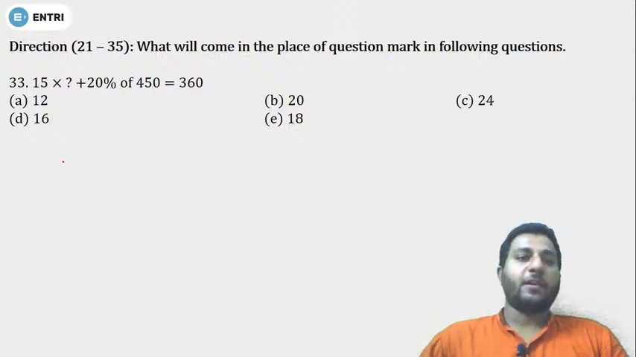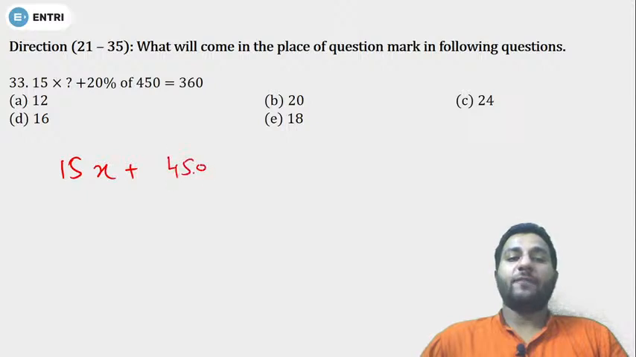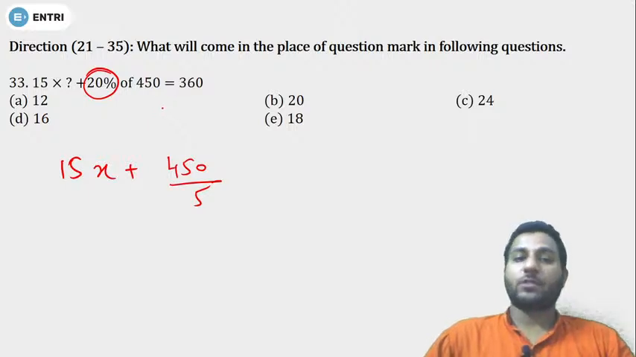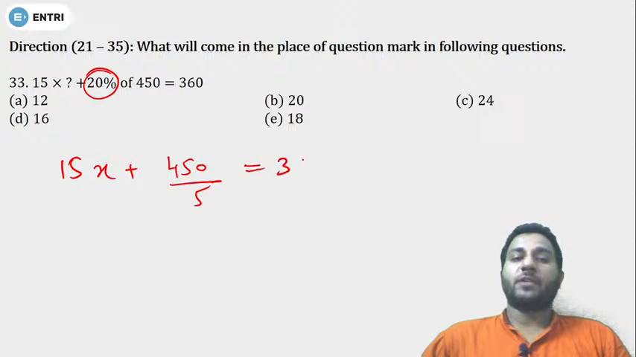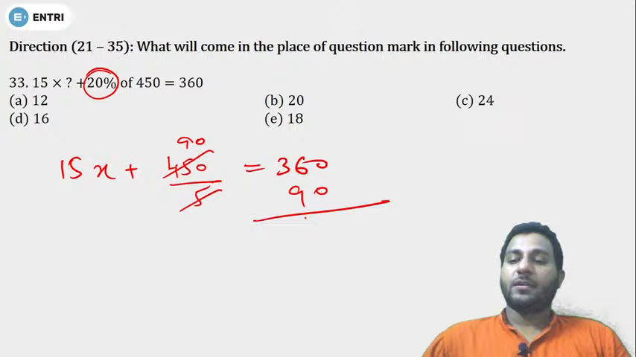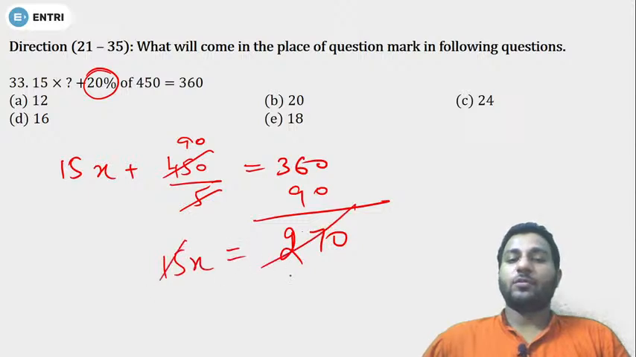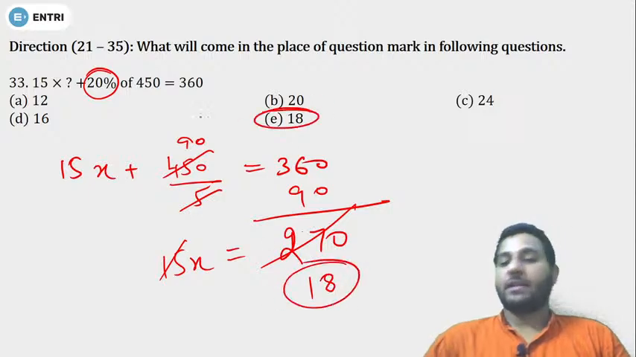Okay, fine. 15 into x plus 20% means 1 by 5. So 540 divided by 5. Because if you have to solve the question quickly, you'll have to remember all the fraction values of a percentage. So 90, which means if you subtract 90, you get 270. 15x has to be equal to 270. So look at this, 15 ones are 15 and 15 eights are 120. So 18 will be the correct answer.